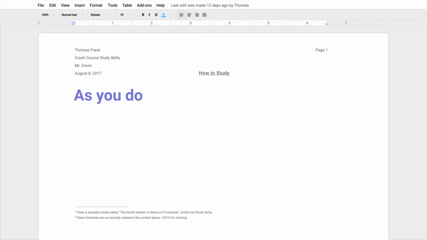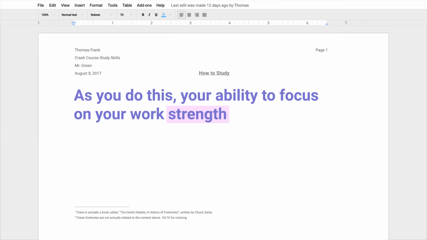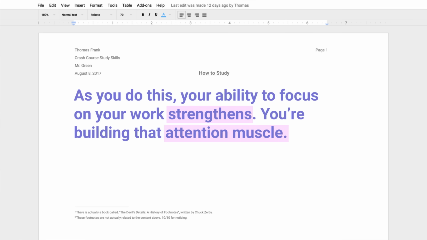By acknowledging a craving for novelty and then deliberately ignoring it and getting back to work, you start to build a tolerance for boredom and wean yourself off of that need for constant stimulation. As you do this, your ability to focus on your work strengthens. You're building that attention muscle. Now, doing this is easier said than done, especially at first.